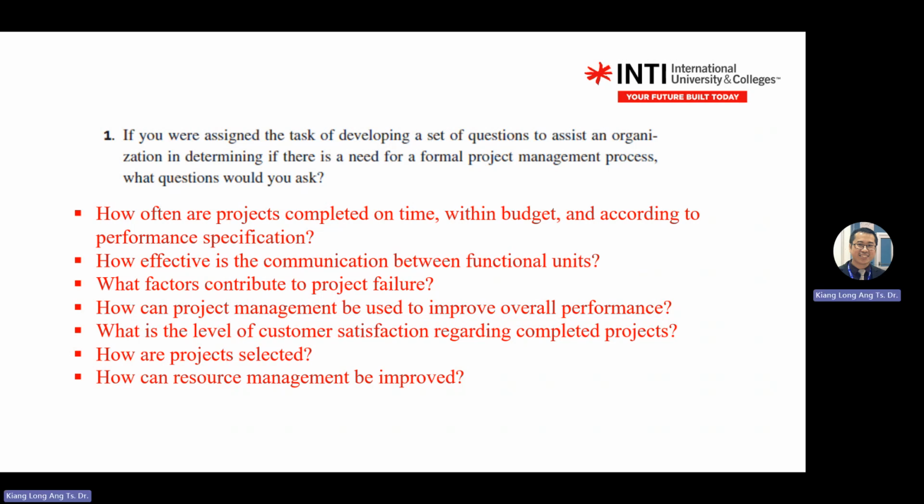You need to consider project success and failure. So what caused the project success, project failure? Again, if you are not familiar with this diagram, optimistic failure and pessimistic failure, if you don't understand, go back to the previous slides. Okay, how can project management be used to improve overall performance?